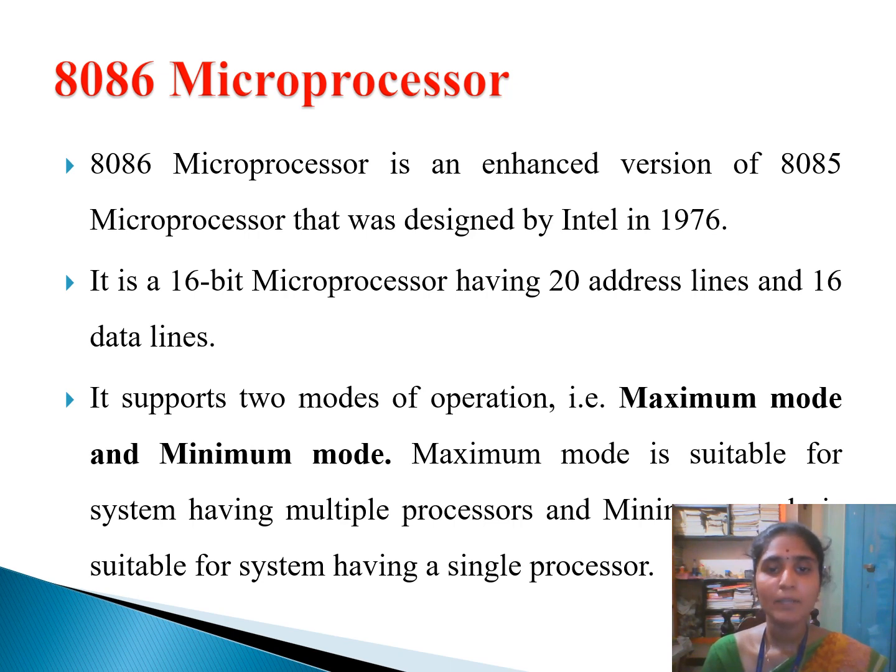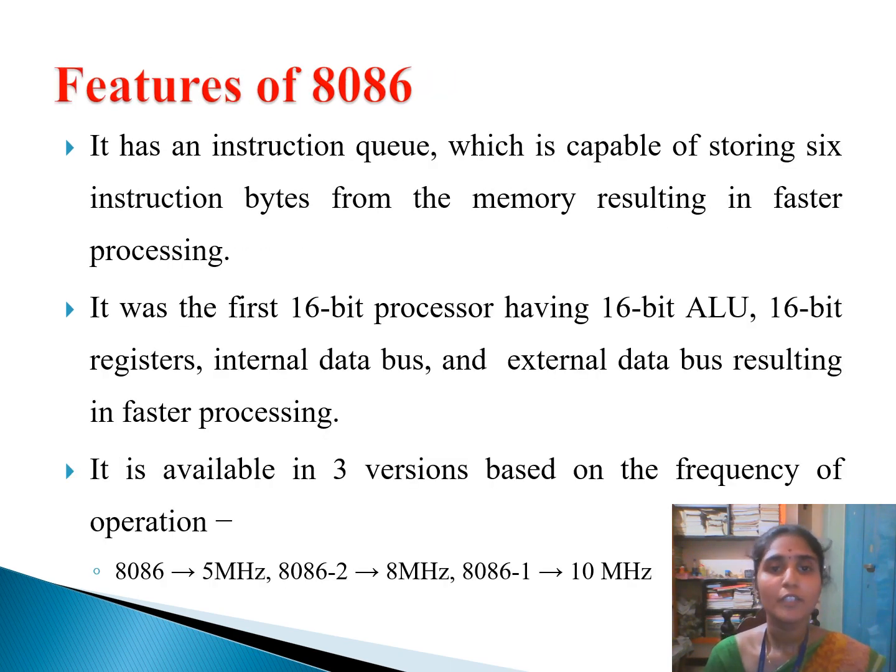It is a 16-bit microprocessor having 20 address lines and 16 data lines. It supports two modes of operation, that is maximum mode and minimum mode. If the 8086 microprocessor has multiple processors, then the system supports maximum mode operation. If it has a single processor, then the system supports minimum mode operation. These are the features of 8086.